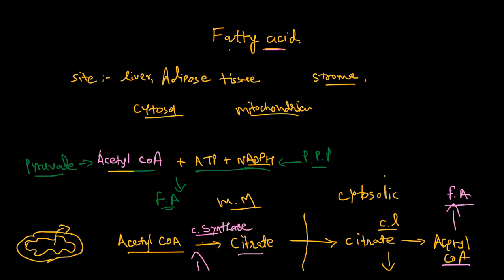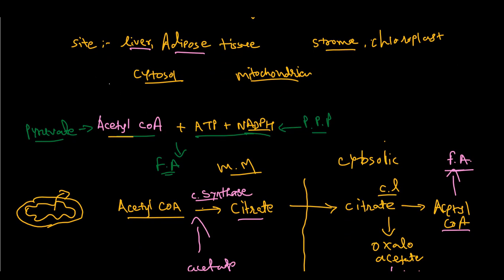First of all, where does it occur? After digestion, the synthesis of fatty acid takes place in the liver and adipose tissue inside animals, and inside plants the stroma of the chloroplast is the site of the synthesis of fatty acid. Fatty acid synthesis takes place inside the cytosolic region of the cell. For the synthesis of fatty acid, it requires energy in the form of ATP and NADPH.